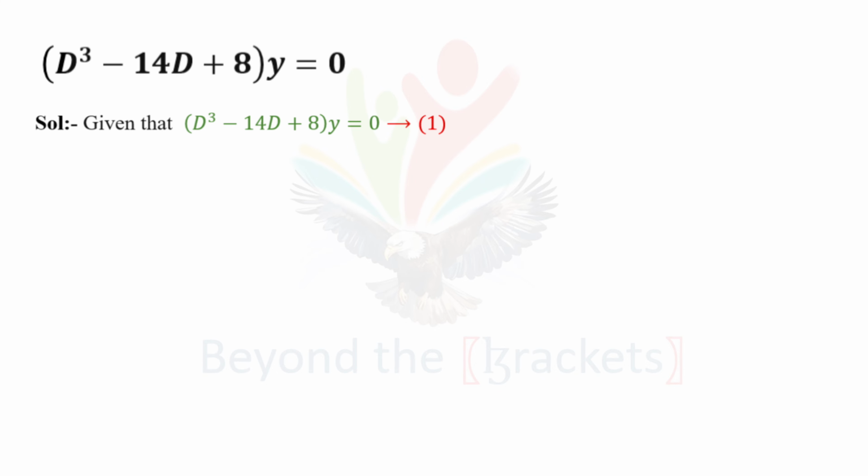Moving on, let us denote the given equation as equation 1. We observe that this is already in the operator form. To form the auxiliary equation, we replace D by m and equate it to 0. Thus, we obtain m cube minus 14m plus 8 is equal to 0.